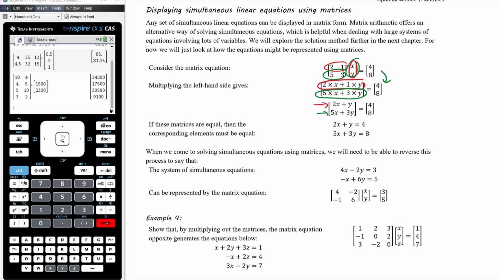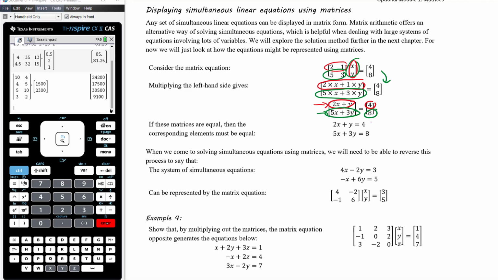And then if those two matrices are equal, if you've got a column matrix with entries A, B equal to a column matrix with entries C, D, the only way that that's true is if A equals C and B equals D. The same logic applies here. If these two matrices are equal, that thing has to be equal to that thing, and that thing has to be equal to that thing. And so we get 2 equations, 2x plus y is equal to 4, and 5x plus 3y is equal to 8.